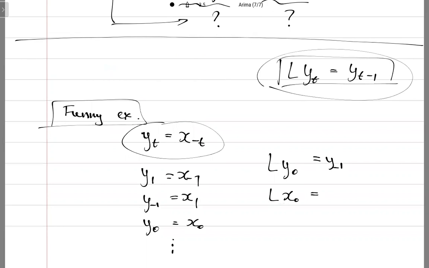L of x0 is what? X minus 1. But y0 is equal to x0. And this is y1. And these are not equal. These are equal, and these are not equal. Why?